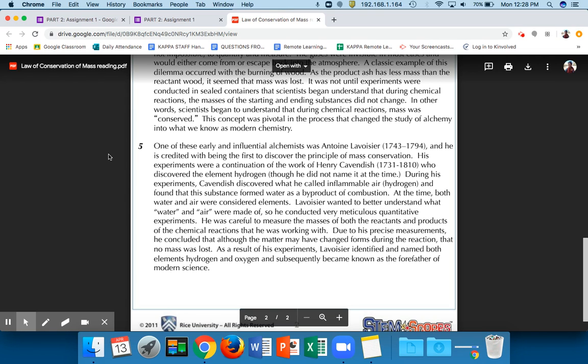At the time, both water and air were considered elements. Lavoisier wanted to better understand what water and air were made of, so he conducted very meticulous quantitative experiments. He was careful to measure the masses of both the reactants and products of the chemical reactions that he was working with. Due to his precise measurements, he concluded that although the matter may have changed forms during the reaction, no mass was lost. As a result of the experiments, Lavoisier identified and named both elements hydrogen and oxygen, and subsequently became known as the forefather of modern science.